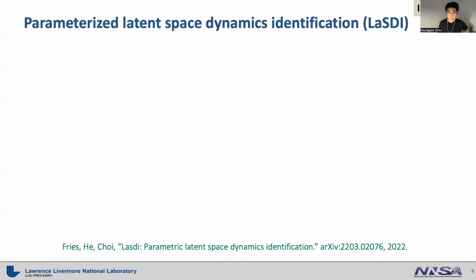Now we want to make this LaSDI framework robustly accurate when the parameter changes. There are many different ways of making the framework parametric. First of all, we only want to deal with the latent space model, not the full model, which implies that parameterization must be done within the latent space. Let me show you one way of doing it.